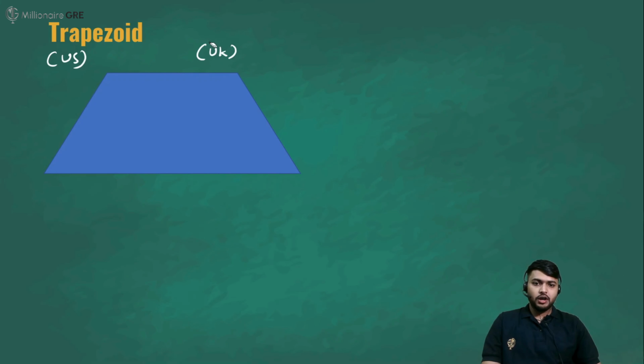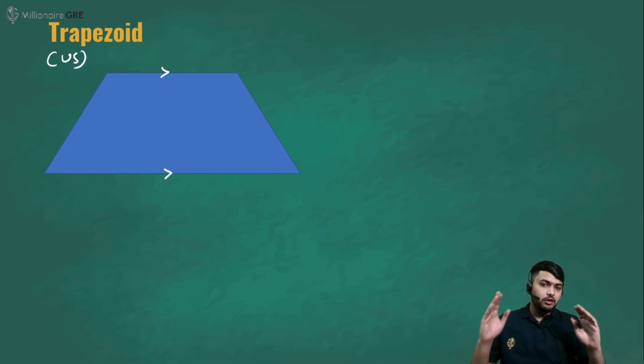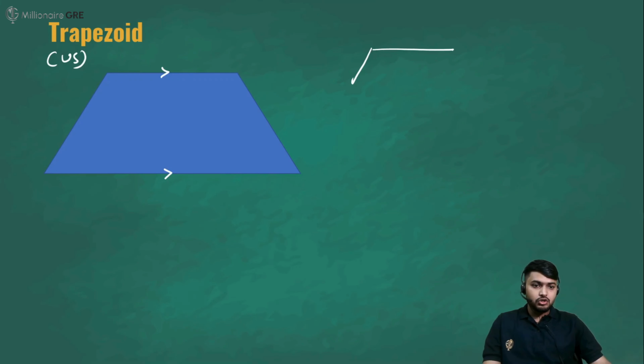Now trapezoid is a quadrilateral in which at least two sides are parallel. Take note, at least two sides are parallel. The other two sides may or may not be parallel. So all your parallelograms are also trapezoids. Trapezoid is a quadrilateral in which at least two sides are parallel.